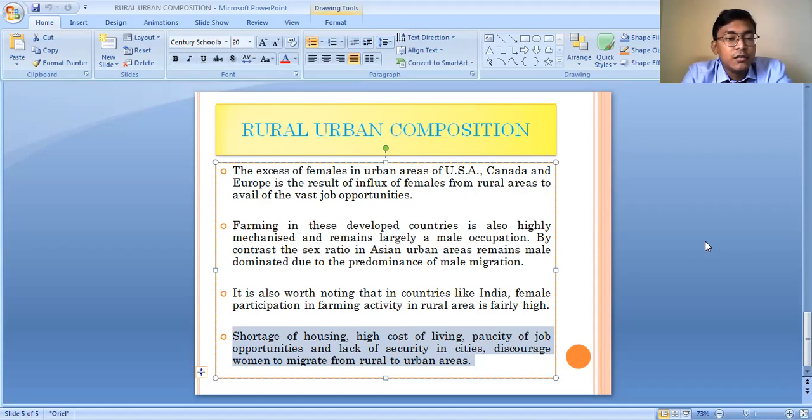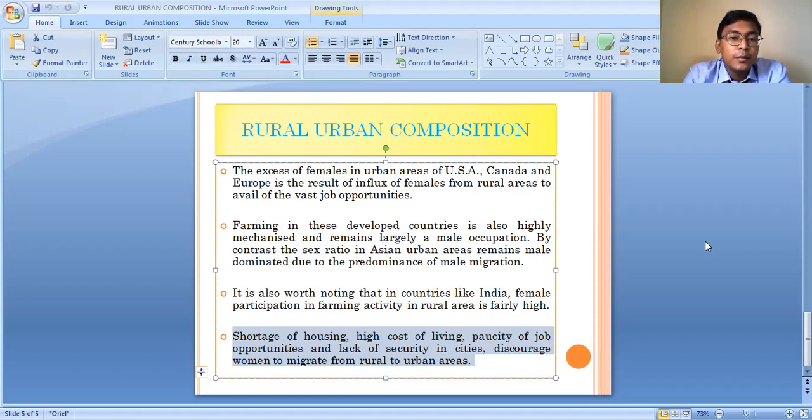But in the Western countries, that is not the case. There are a lot of job opportunities and better security, so the females easily migrate from the rural to the urban area. This is the reason that in the Western countries, more females are there in the urban areas. And in the Asian and the African countries, more males are there in the urban areas.